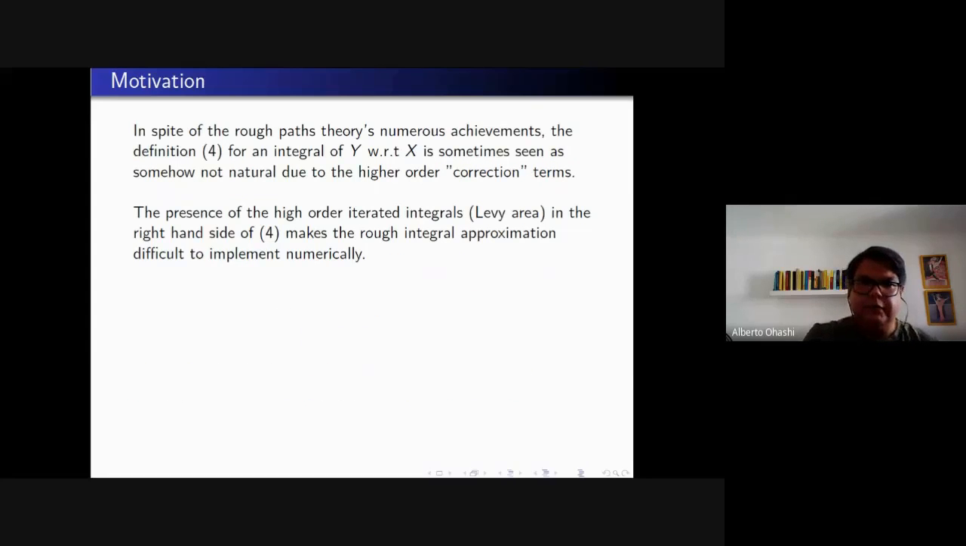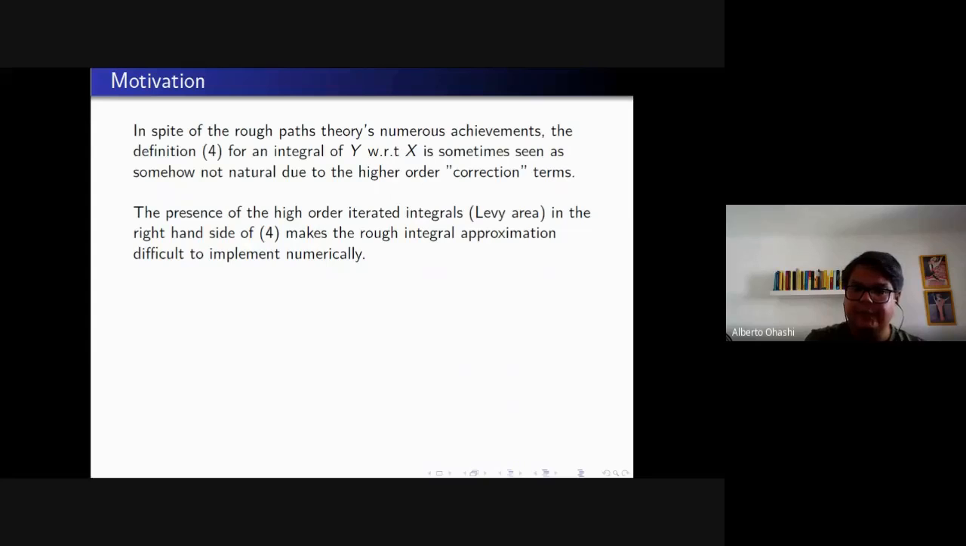Okay, so in spite of rough path theory's numerous achievements, sometimes people feel a little bit uncomfortable with the fact that there are some high order correction terms. Of course, if you insist on working omega by omega, in a pathwise way, then it's impossible to get rid of these correction terms. But it is important to know under which conditions we can neglect, in some sense, the high order correction term if you make use of the probability measure.